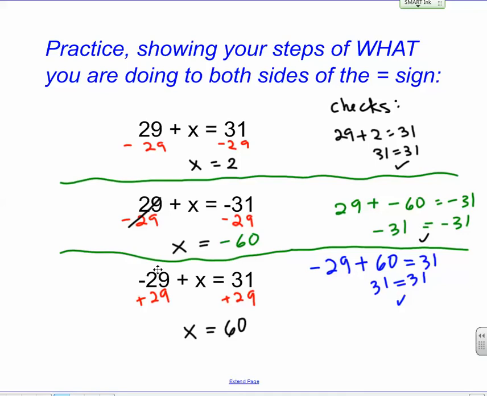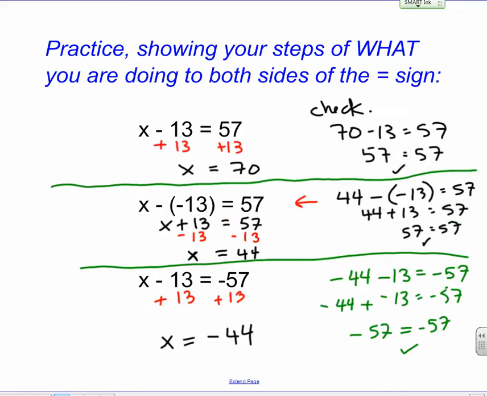And on this one, my 29 was negative, so the only way to get rid of a negative 29 here is to add 29. And if I add 29 on the left, I must add 29 on the right. And I'm left with x equals 60. Substitute 60 for x in the original equation, and 60 minus 29, which is the same thing as 60 plus a negative 29, is 31. And now 31 equals 31. I know I'm right.